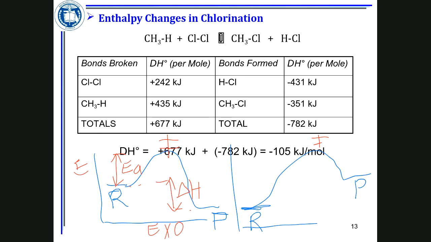Activation energy, and the difference in energy of the reactant and product is going to be delta H. So by definition, you have activation energy for exo, you have activation energy for endo. You have delta H for exo and delta H value for endo.